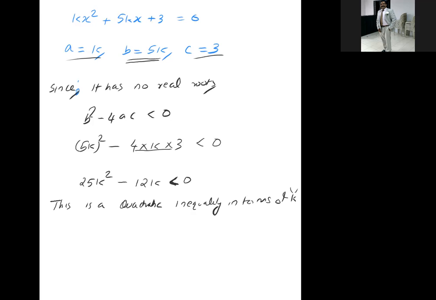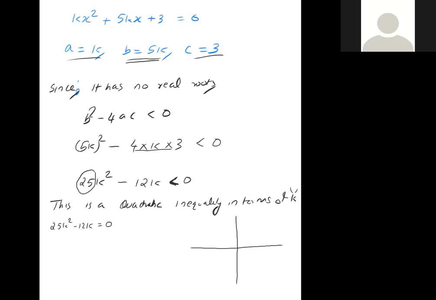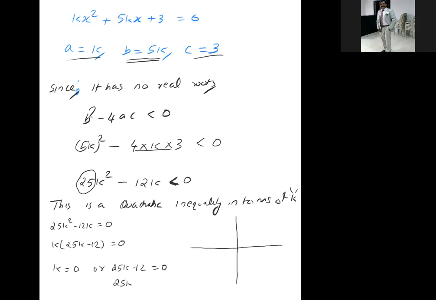So how to deal with the quadratic inequality? Since the coefficient of k square is greater than 0, if you are drawing a graph for this, we have to find the critical points. So how to find the critical points? You equate 25k square minus 12k to 0. Then you can factorize this. You can take k out: k into 25k minus 12 is equal to 0. So it is either happening at k equal to 0, or 25k minus 12 equal to 0, that is 25k is equal to 12, or k is equal to 12 by 25. So that is happening exactly at these two points. So these are the critical points, 12 by 25 and 0.